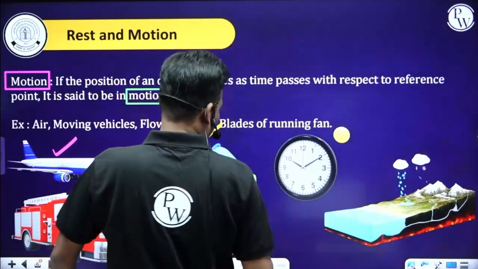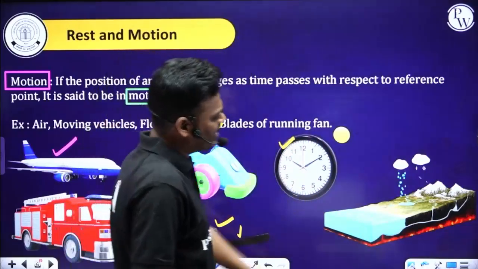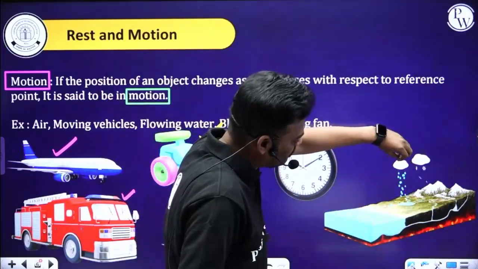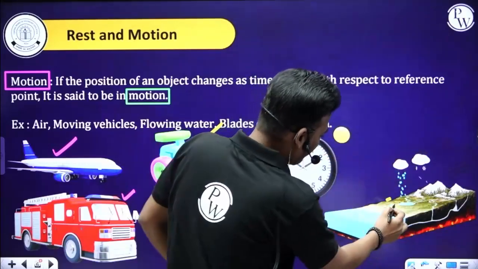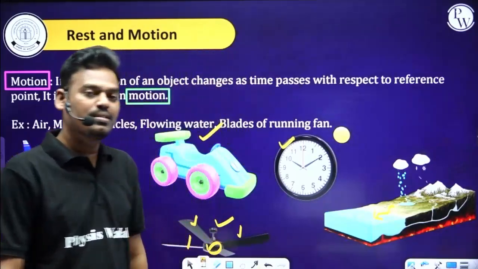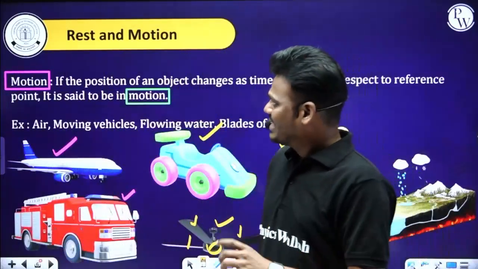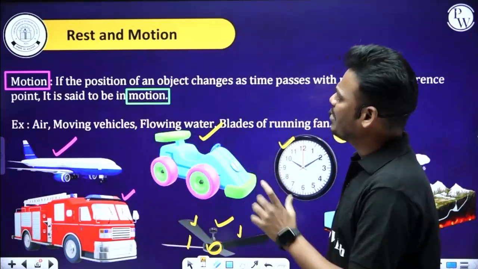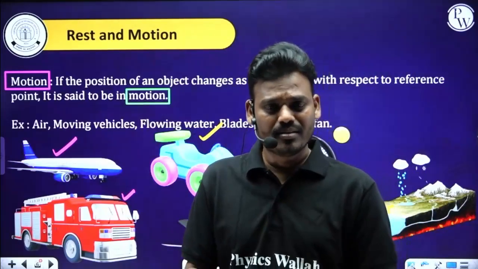Okay, then the hands of the clock, they are also in motion. And here raindrops, okay, so raindrops, and water will be flowing. So all these are examples of motion, right? So is there any relationship between rest and motion? Are rest and motion absolute?